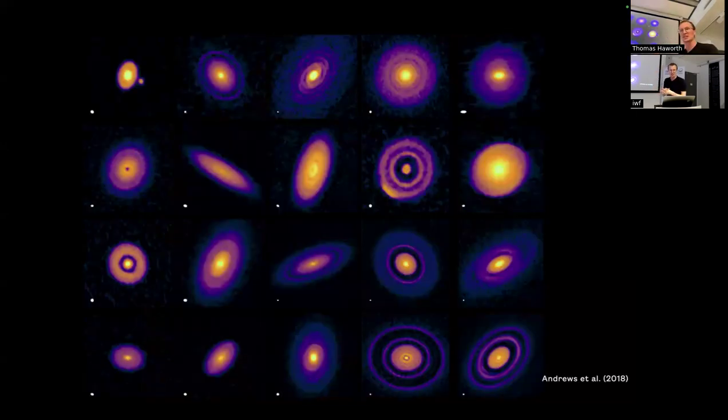And it turns out HL Tau is not a unique object. So this is from the DSHARP survey, again looking at the dust in many disks. There's 20 in this image. And again, the rule seems to be that you see substructure. So ALMA had a massive effect on our view of these planet-forming disks.